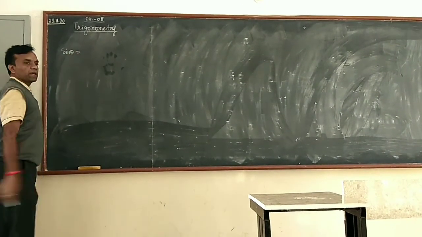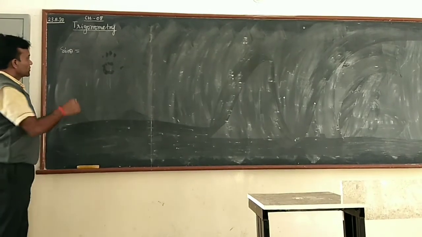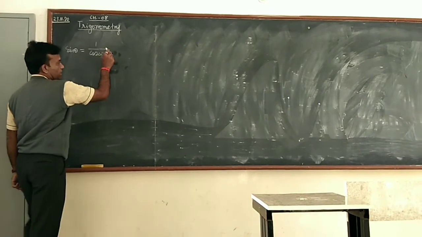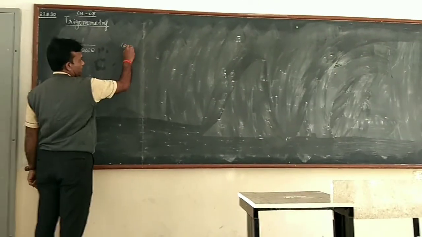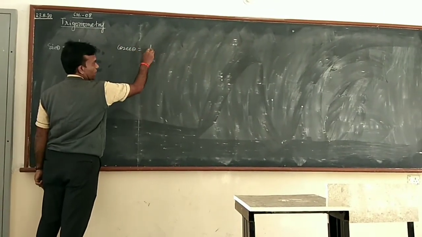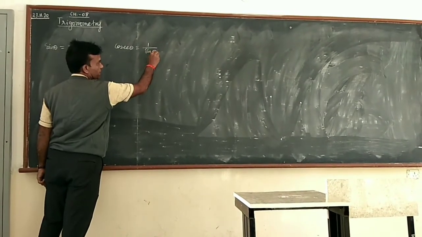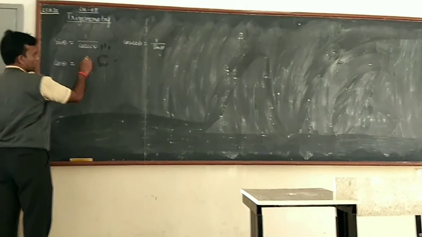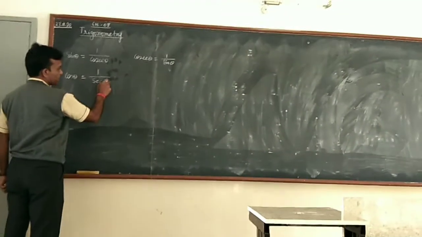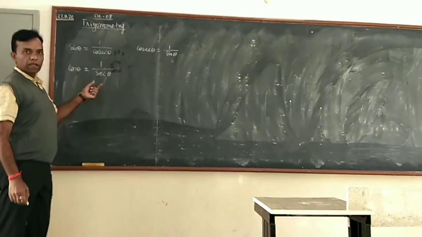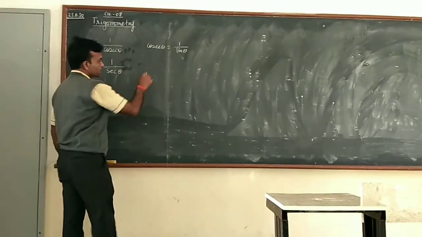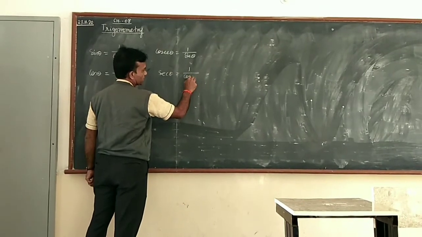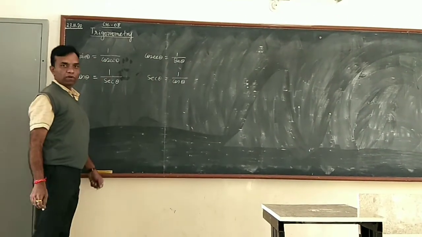We know that sin theta is the reciprocal of cosec theta, so its formula is 1 by cosec theta. Similarly, cosec theta is the reciprocal of sin theta, so its formula is 1 by sin theta. And then cos theta is equal to 1 by sec theta because it is the reciprocal of sec theta. And then sec theta equals 1 by cos theta. It is a reciprocal of cos theta.